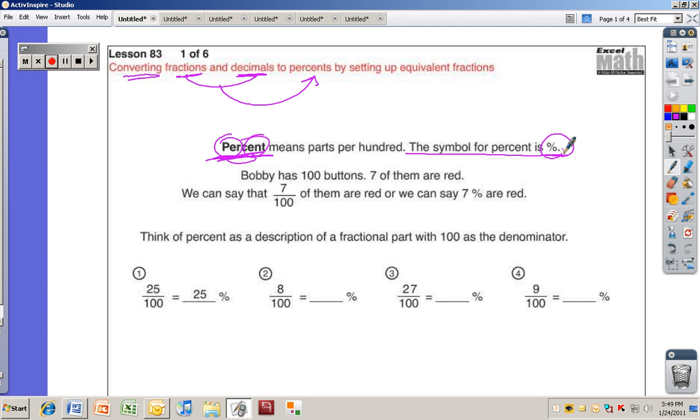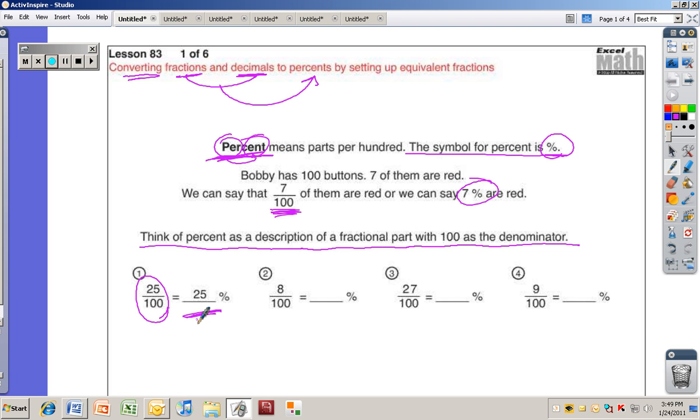Bobby has 100 buttons. 7 of them are red. We can say that 7 out of 100 of them are red, or we can say that 7% are red, because percent means out of 100. 7% means 7 out of 100. Think of percent as a description of a fractional part with 100 as the denominator. Percent's always 100 as the denominator. That's what percent means. So 25 out of 100 is 25%.